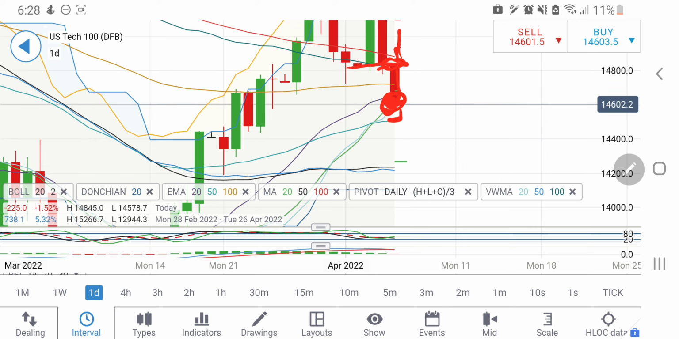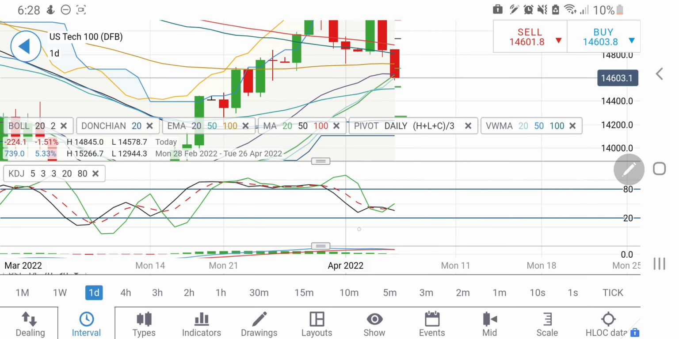You can take a short entry below 14570. There you can expect that it may try to come back till towards the 14520, 14500 zone, and below that we may see a sharper drop also. That is very much possible. And on the upside, breaking 14700, you can go long. In between 14570 and 14700, don't try to take a position there.